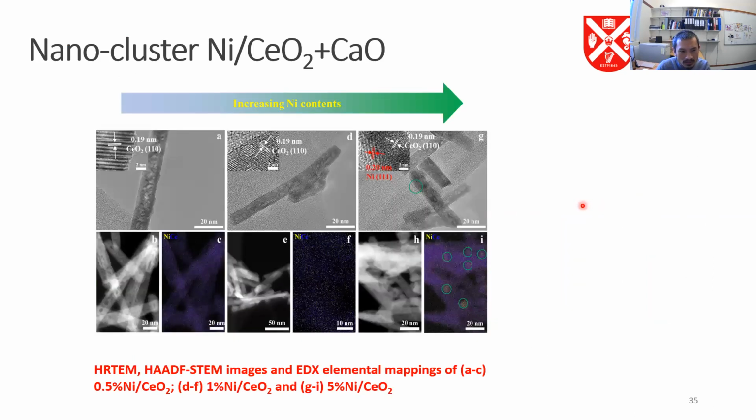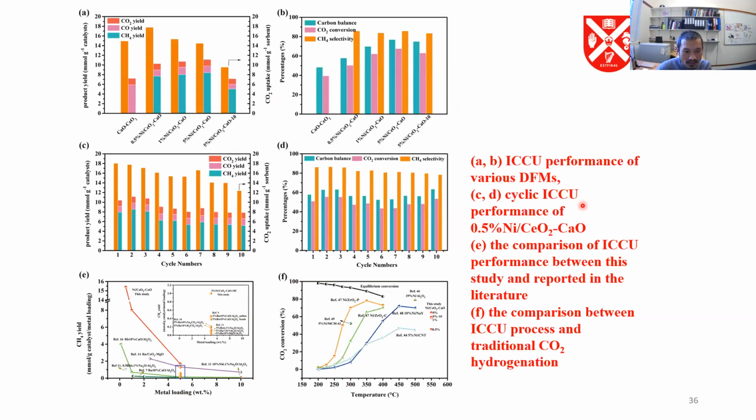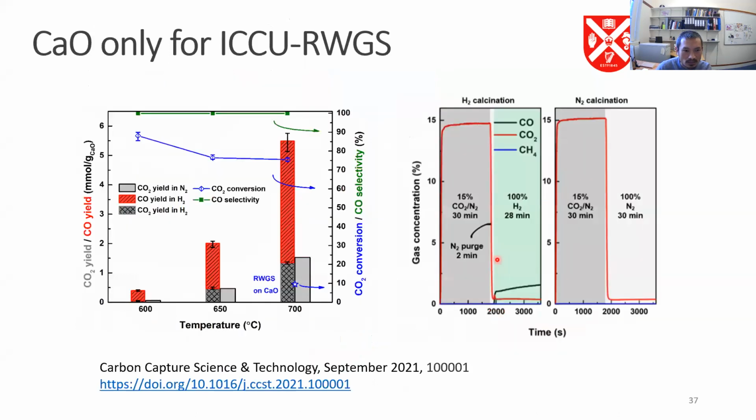So we also started to try to reduce the size of nickel. This is a nano cluster of nickel particles. So we did some TEM analysis, and the results show that it's quite stable. And the key thing is that the TOF, the methane yield per unit of nickel, is very high because we use a very small amount of nickel. I think it's 0.5%. 0.5% nickel can produce a really high amount of methane in this case. So I think this is another step in our work.